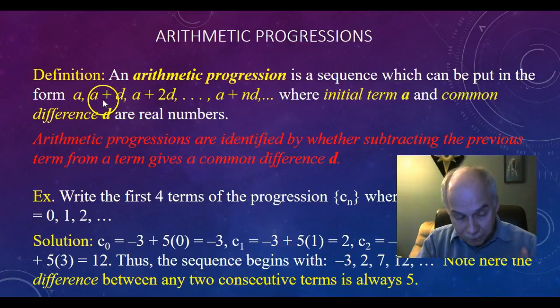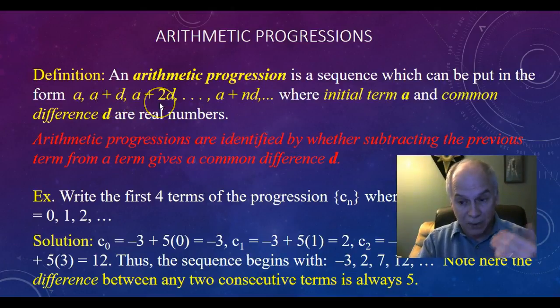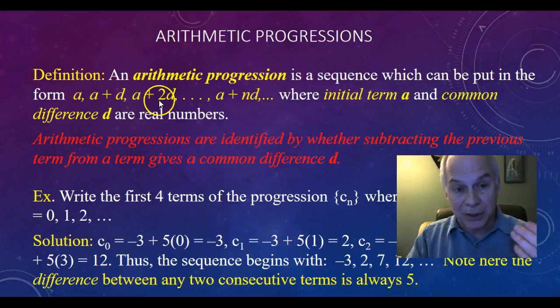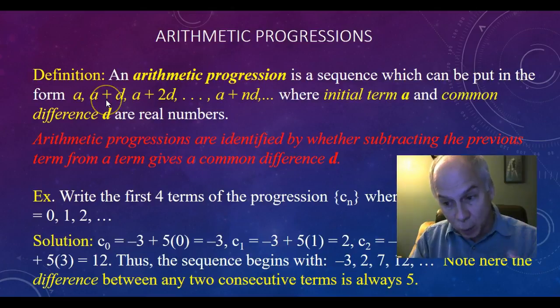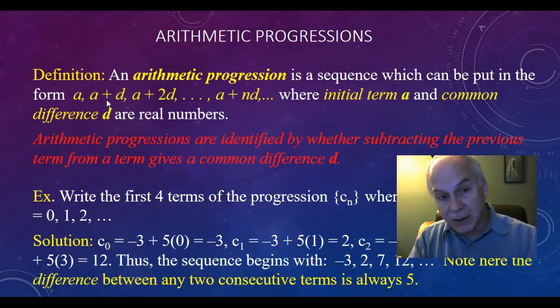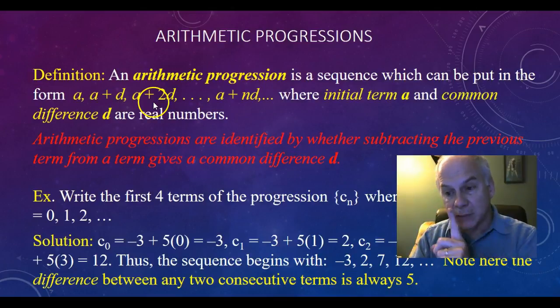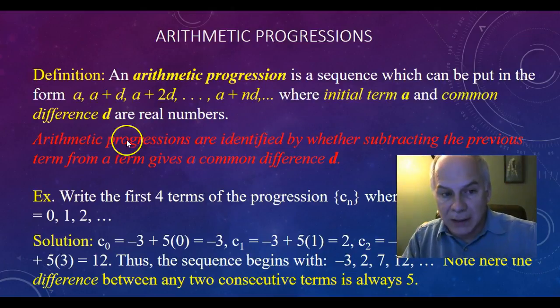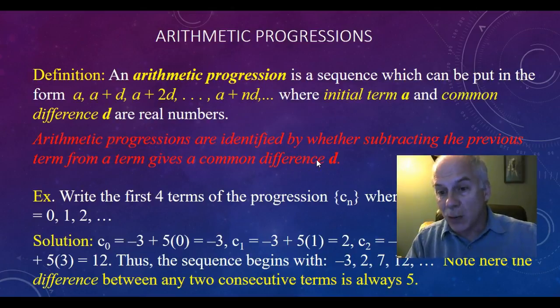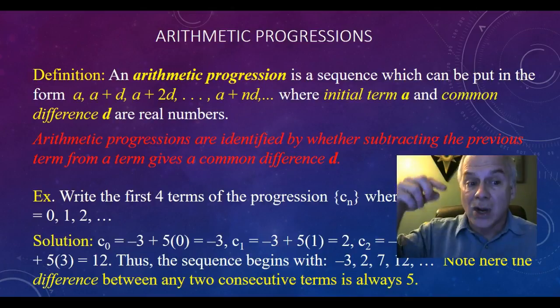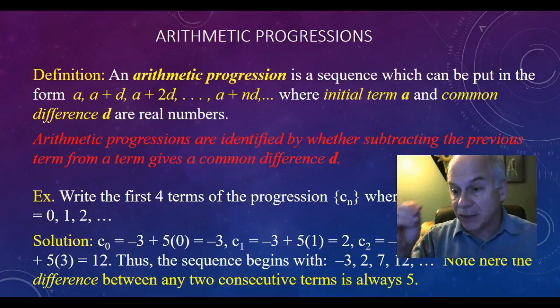Now, if you notice, if I took the term a plus d and subtracted the previous term, if I subtract a from a plus d, I get d. Likewise, if I take a plus 2d and subtract a plus 1d, the a's disappear and 2d minus 1d leaves 1d. Same thing with a plus 3d minus a plus 2d. You get 1d. So arithmetic progressions are identified by whether subtracting the previous term from a term gives a common difference d.